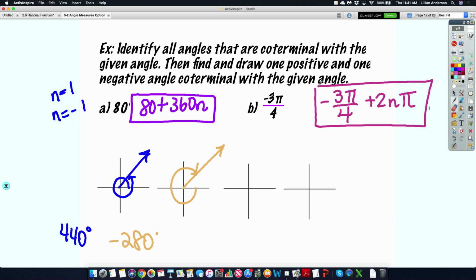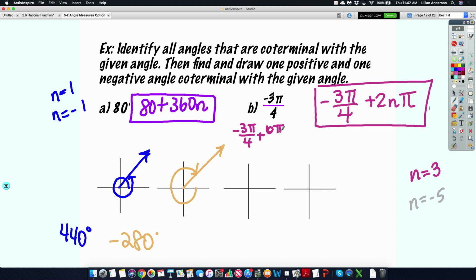Okay, let's do something different. For your homework, you're more than welcome to use 1 and -1. It's totally fine. For drawing's sake, let's use 3 for that n, and then somebody give me another one. -5. Okay. So when I plug in 3, what's 3 times 2? 6. So this is going to be -3 pi over 4 plus 6 pi.